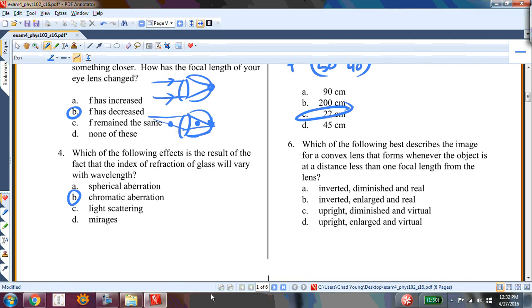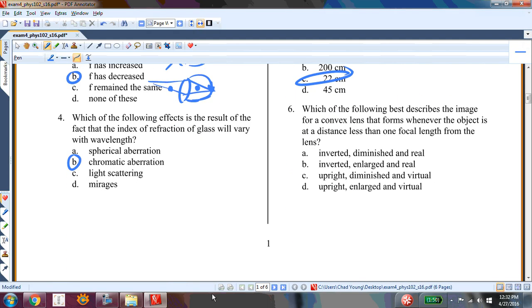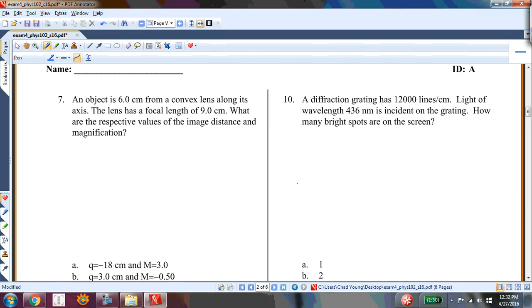Which of the following best describes the image that a convex lens forms whenever the object is a distance less than a focal point? So when the object is here, the image is here. It is an upright, enlarged, and virtual image. It's like a magnifying glass.